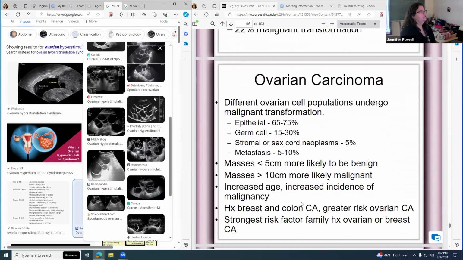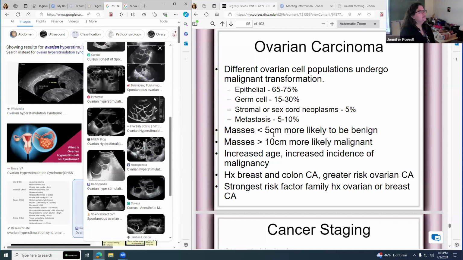All right, ovarian carcinoma. Different ovarian cell populations undergo malignant transformation. 65 to 75% of the time, they are epithelial. 15 to 30% of the time, they are germ cell in origin. Stromal or sex cord neoplasms 5% of the time, and 5% of the time, it is from metastasis.